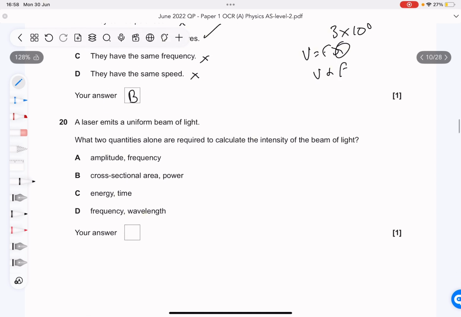And the last question. A laser emits a uniform beam of light. Which two quantities alone are required to calculate the intensity of the beam of light? Okay, so we know that the intensity is equal to the power transferred per unit cross-sectional area. So we just need these two terms. A is amplitude and frequency, that's wrong. B is cross-sectional area and power, that's correct. The answer is B, right? Energy and time, no. Frequency and wavelength, no. So the answer must be B.